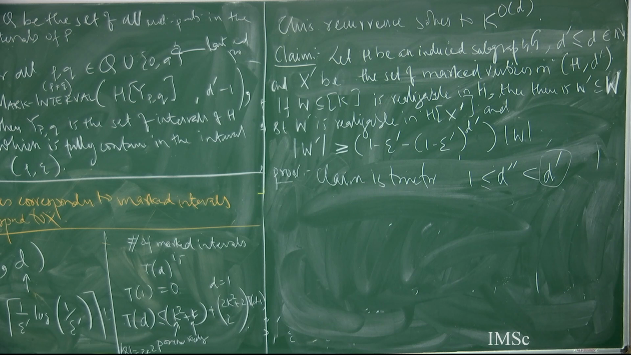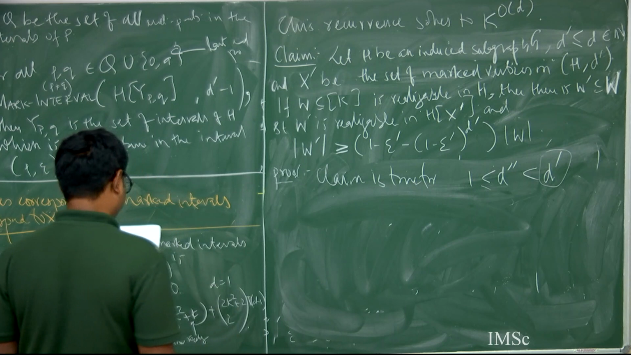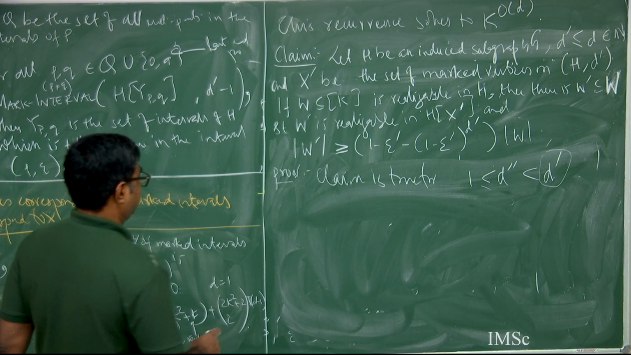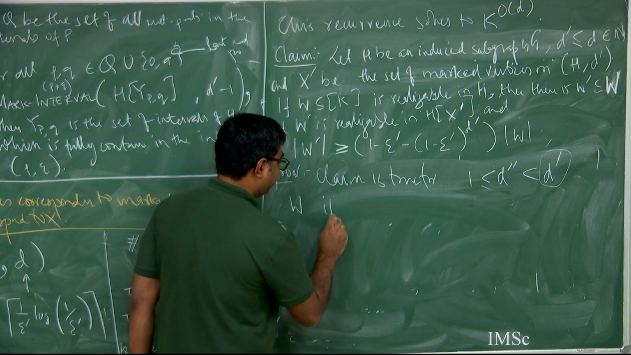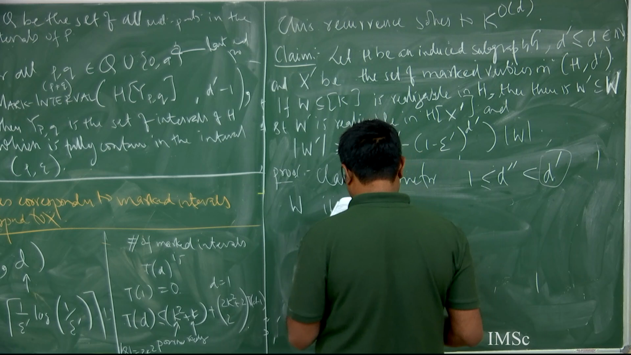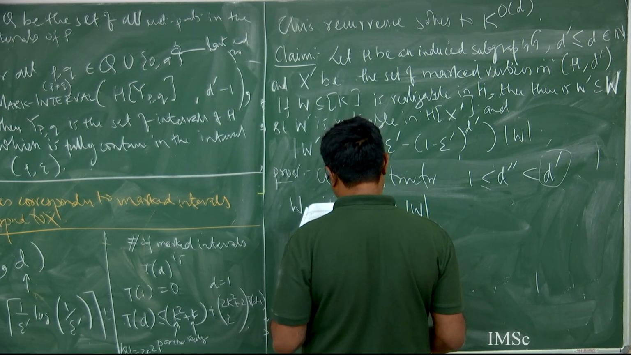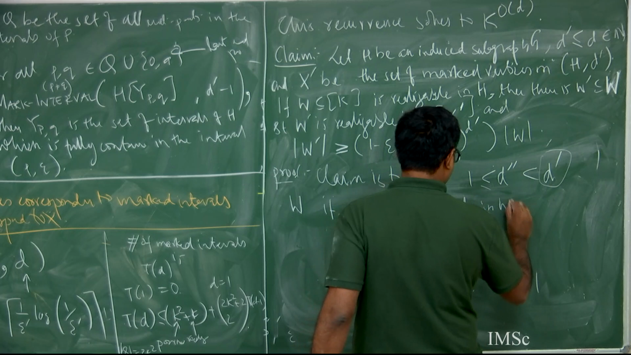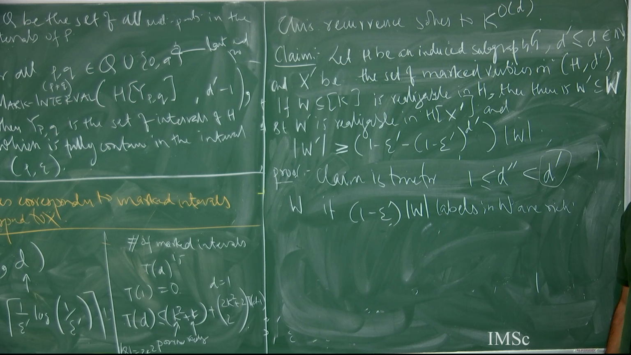Okay, now let's, okay, so now w is given to me. Now we will have cases based on how w looks like. If 1 minus epsilon times the cardinality of w, that many labels in w are rich, if this is rich, right? If 1 minus epsilon times mod w labels in w are rich, so many labels are rich.